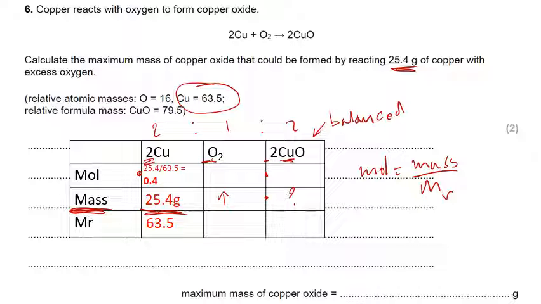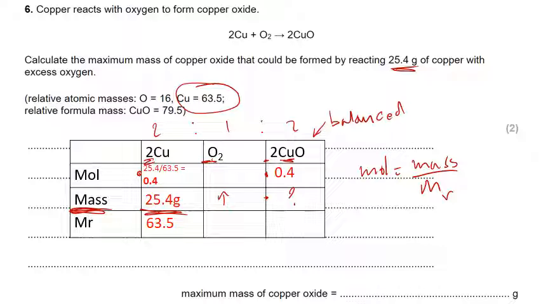Now we know our mole ratio is 2 to 2. So that's pretty much the same as saying 1 to 1. You can simplify that as saying 1 to 1. So if you have 0.4 moles of copper, then you're going to have 0.4 moles of copper oxide. Moles is just a number. So if you have a dozen copper molecules, you're going to have a dozen copper oxide molecules. Just like if you have 4 copper atoms, you're going to have 4 copper oxide molecules. So we're just saying the same thing now with our mole ratio.